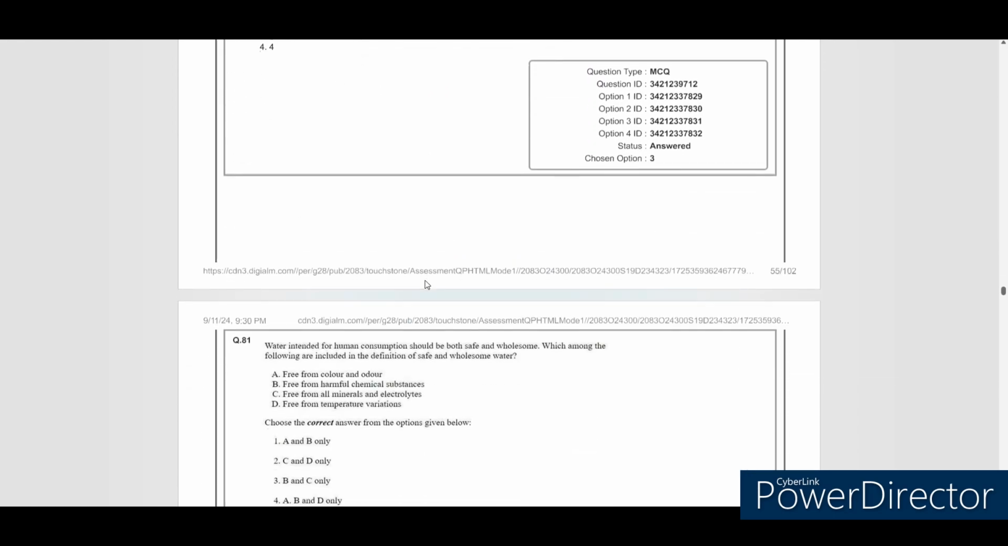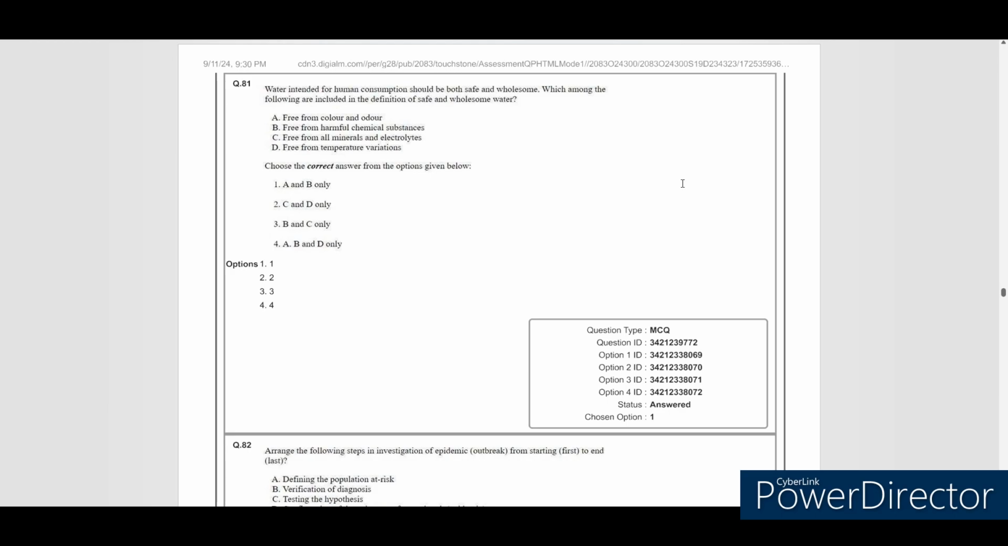Question number 81, which is also a very direct question. The water should be free from color and odor, and free from harmful chemical substances. These two options are correct. But when you look at the third option, it should be free from all minerals and electrolytes, which is false. And option D, it should be free from temperature variations. No. So the correct options are only A and B.